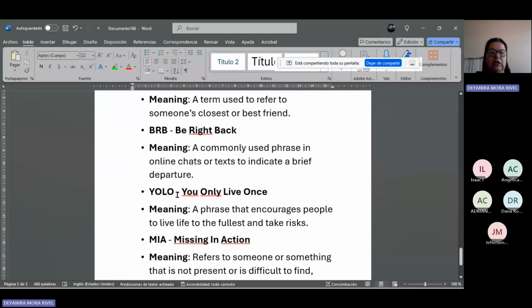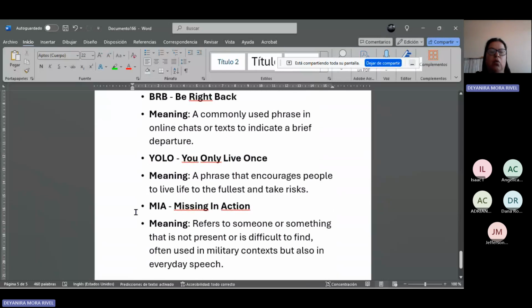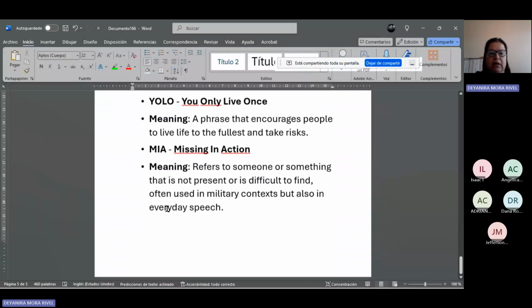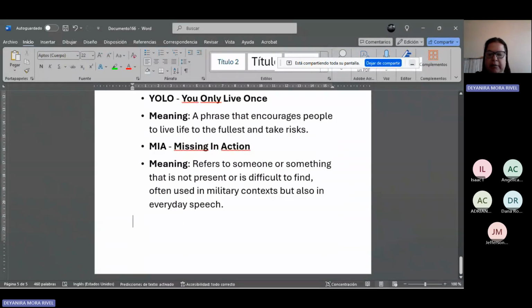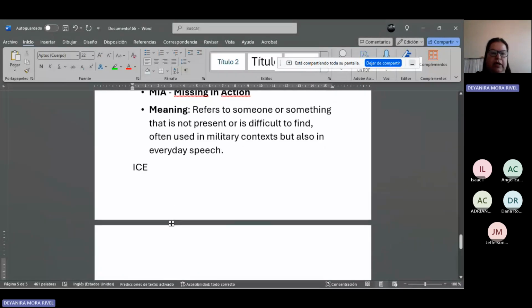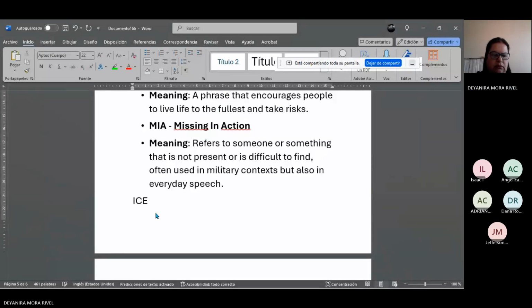So we take the first letter of the words and we make another one that is shorter, and sometimes we can read it like YOLO, right? Which means you only live once. We can read YOLO, but we cannot read MIA. So there are different ways. For example, we can read ICE, or we can read RECOPE, COPE, or we can read IMAS.